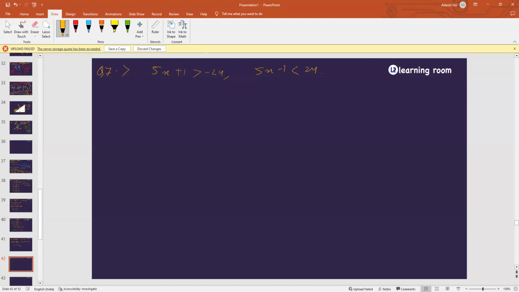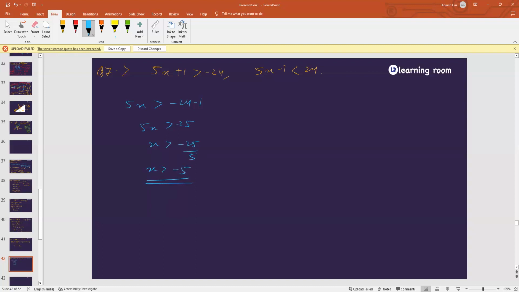Okay. So first, we have to write two inequalities. First one from this side, second one from this side. So 5x should be greater than minus 24 minus 1. So 5x is greater than minus 25. X is greater than minus 25 upon 5. So that means x is greater than minus 5.